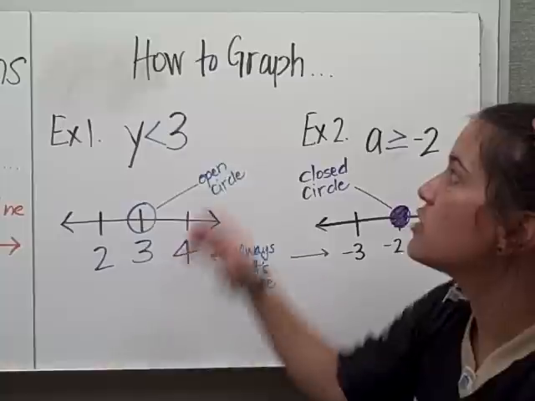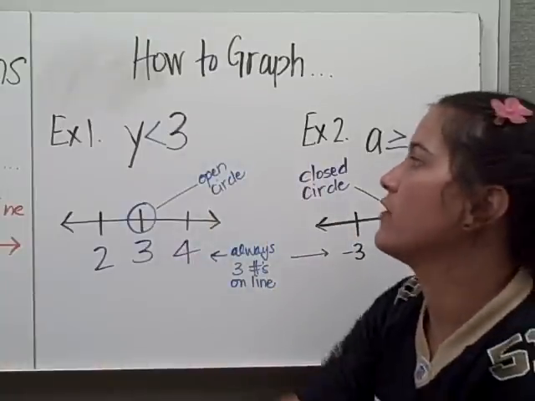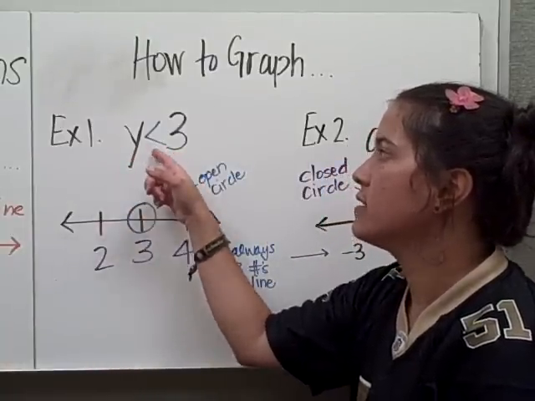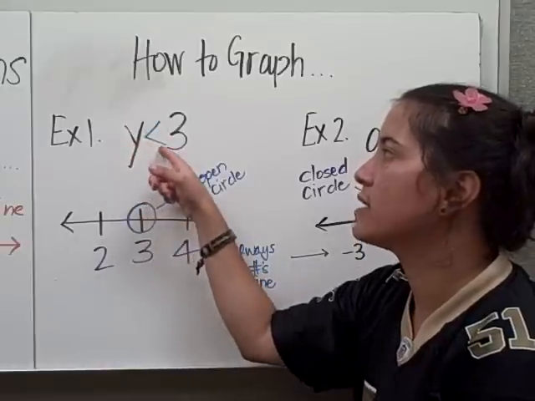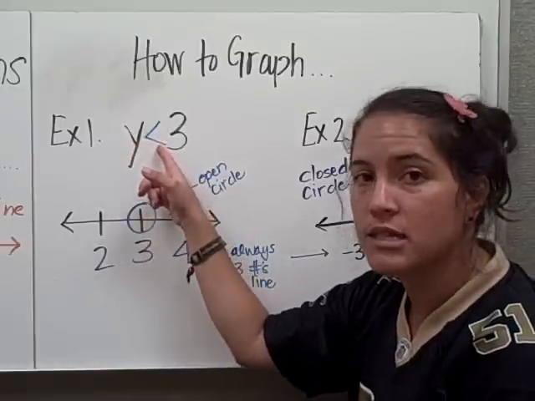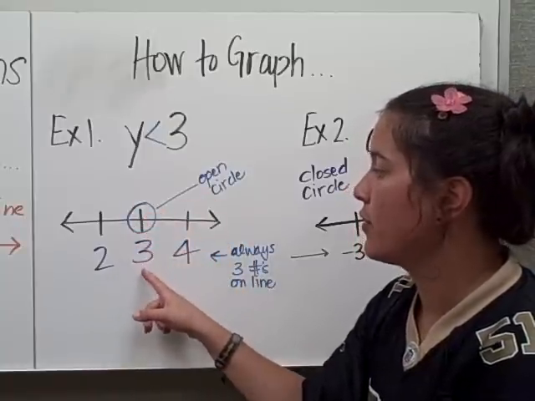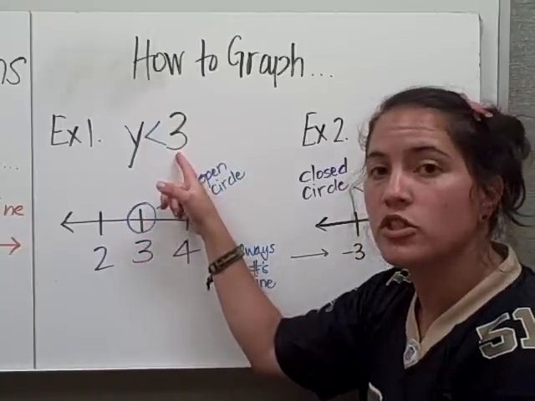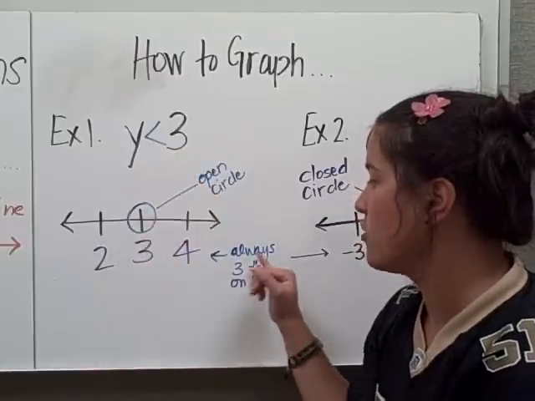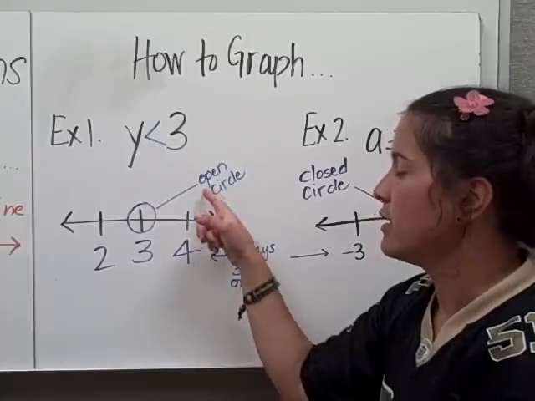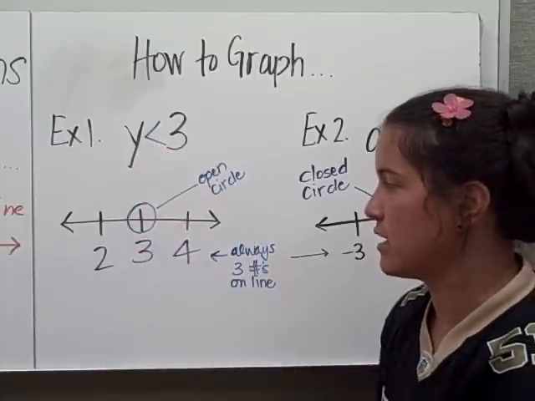All right, so how to graph. First, let me show you how to graph. Example 1, y is less than 3. That means whatever y is, it has to be less than 3. Because it's not equal to, we have an open circle. Notice an open circle on 3. Since this is our solution, 3 goes in the middle. And you always want to have 3 numbers on the number line. So on a number line, 2, 3, and 4. It's an open circle because it's less than.